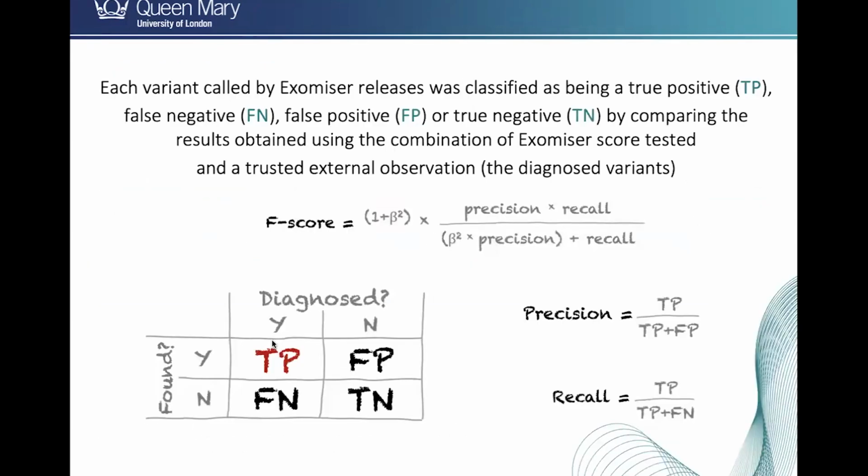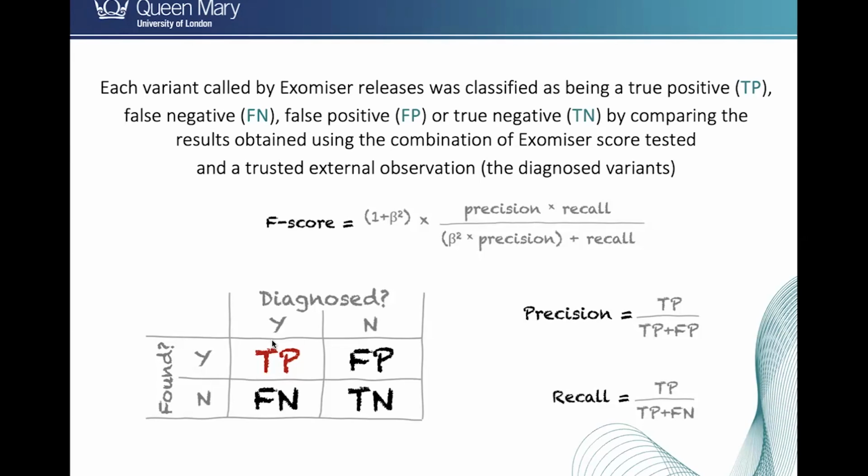So each variant called by Exomiser releases was classified as being a true positive, false negative, false positive, or true negative by comparing the results obtained using the combination of Exomiser scores tested and the trusted external observation, which is the known genetic diagnosis.